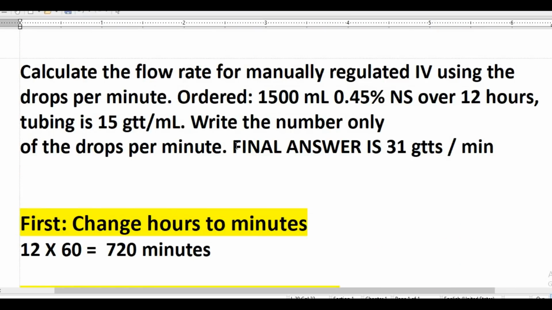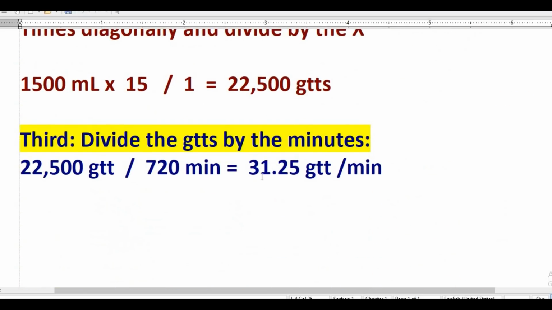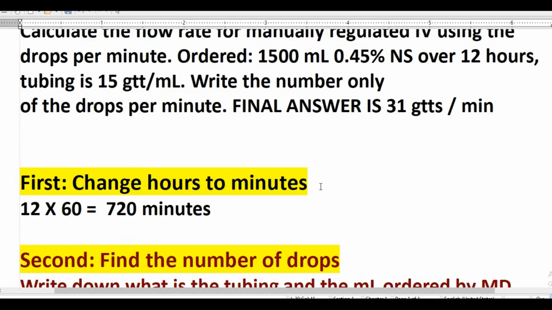We would write our final answer as being 31 drops per minute, because the question said write the number only of the drops per minute. Now, if it was 31.5, then we would have rounded it up to 32. But it was 31.25. So the whole number is 31 drops per minute. Our final answer. All right, let's try another one.